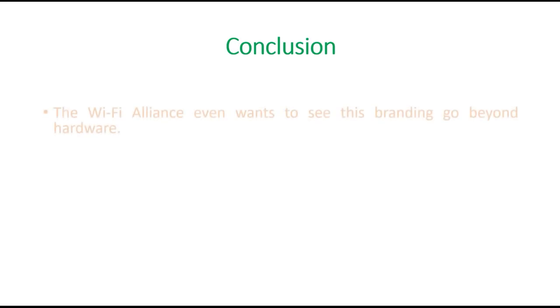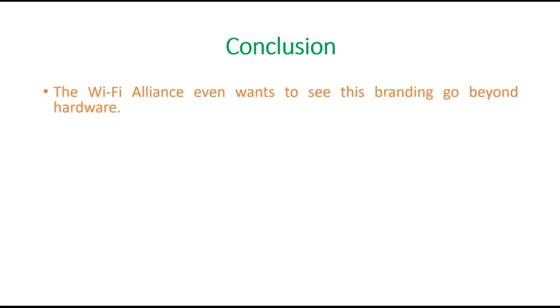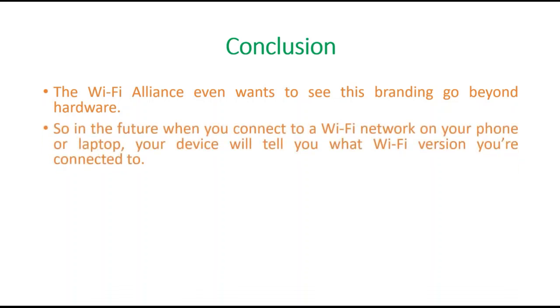And finally, the conclusion. The Wi-Fi Alliance even wants to see this branding go beyond the hardware. Okay. So this is the requirement of the Wi-Fi Alliance, saying that whatever hardware comes into the picture in the future has to mention the new naming convention, the new versioning system. So in the future, when you connect to a Wi-Fi network on your phone, your laptop, or whatever appliance you use, your device will tell you which Wi-Fi version you are connected to, and what the Wi-Fi version of that particular device is.